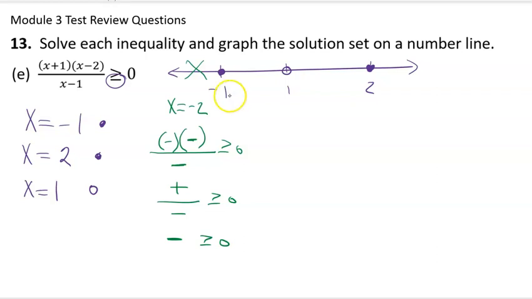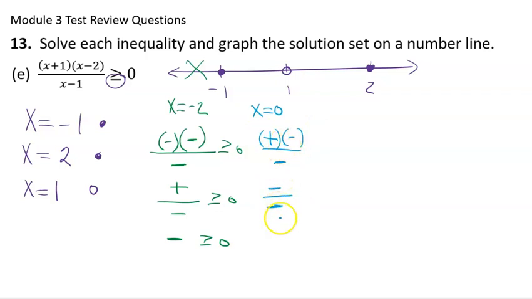Okay? A number between negative 1 and 1, my favorite is 0. So if I take 0 and I plug it into x plus 1, it's positive, right? If I take 0 and plug it into x minus 2, it's negative. If I take 0 and plug it into x minus 1, it is negative, okay? Now, a positive times a negative is a negative in the numerator divided by a negative. A negative divided by negative overall is positive. Now, again, I'm asking, is that greater than or equal to 0? You bet it is, so I shade all that in.